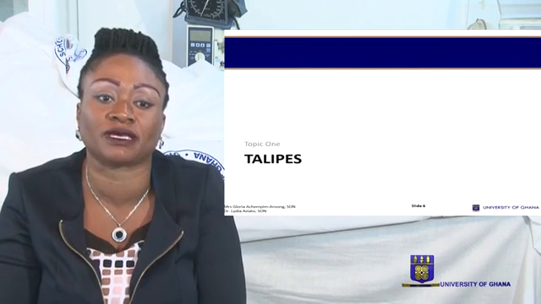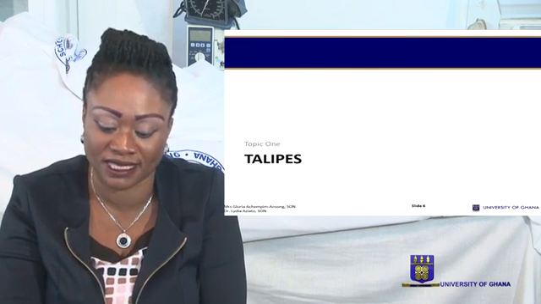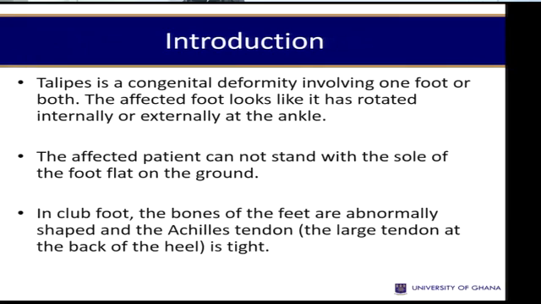Our first topic is Talipes. People call it Talipes or Talipes. It is a congenital deformity which involves one foot or both, and the affected foot looks like it has rotated internally or externally at the ankle, and the affected patient cannot stand with the sole of the foot flat on the ground.